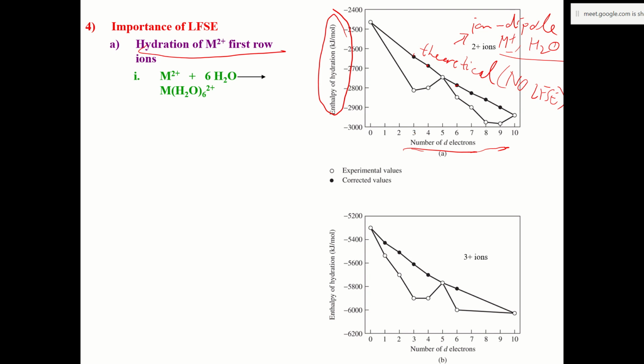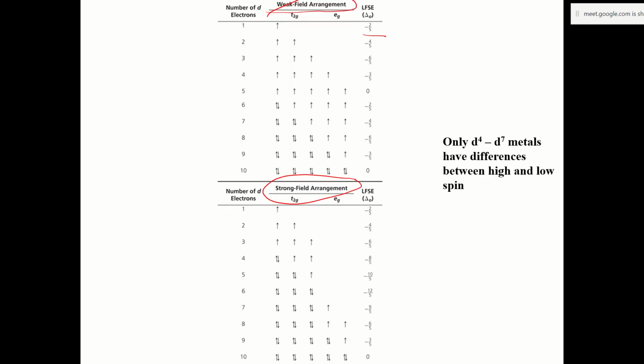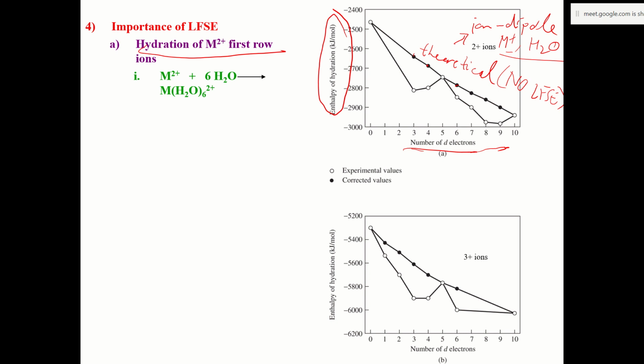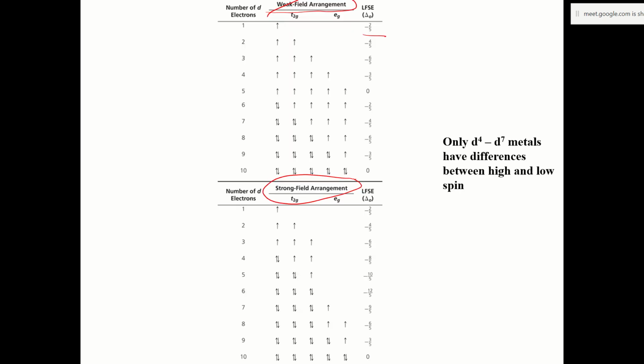You can see here for yourself in case of LFSE, for the d2 system it is minus 2 by 5, minus 4 by 5 in units of delta naught. For the d3 system you have calculated minus 6 by 5.